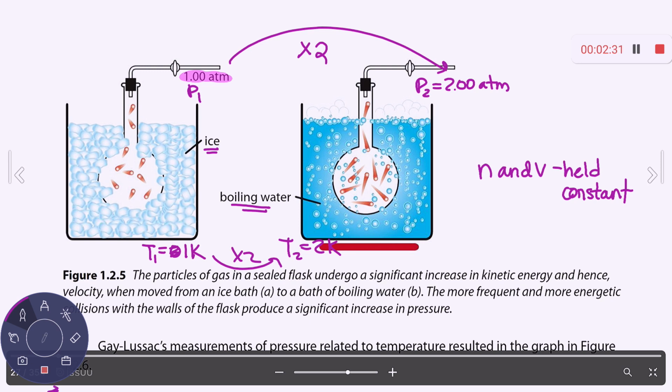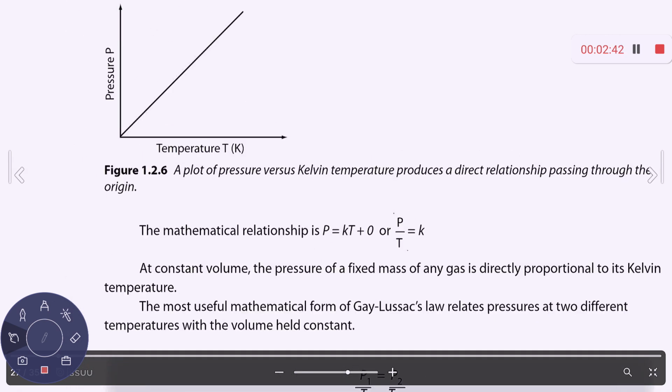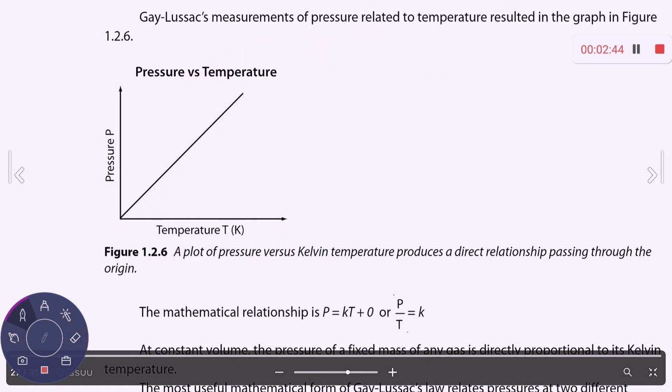Let's take a look at the graph. You know that if you plot two variables and they're directly related, there should be a linear relationship. You'll see a straight line. It goes to the origin. So that's what happens down here in this graph. So here is my pressure versus temperature in Kelvin going through the origin.